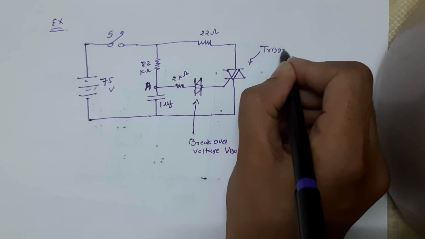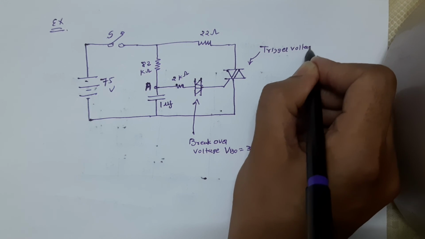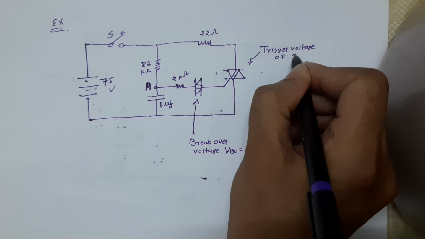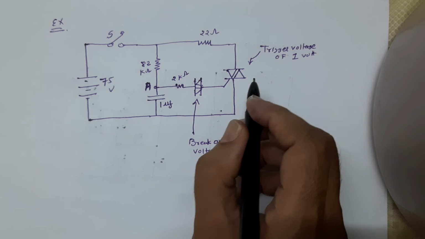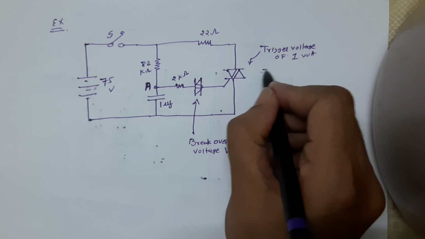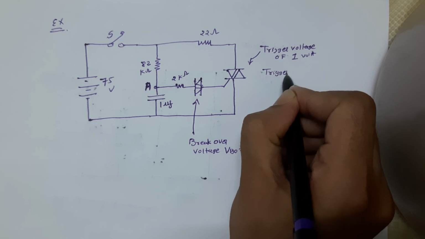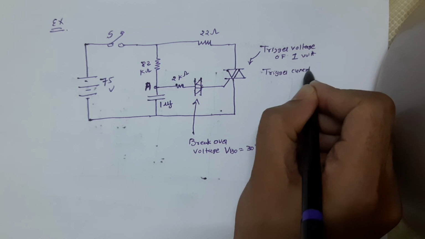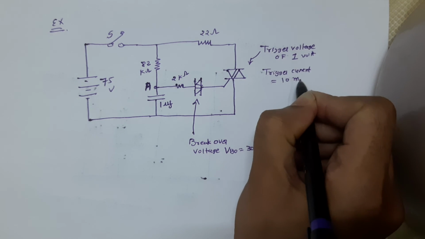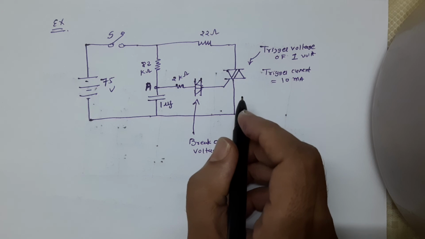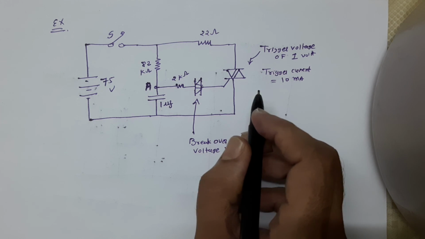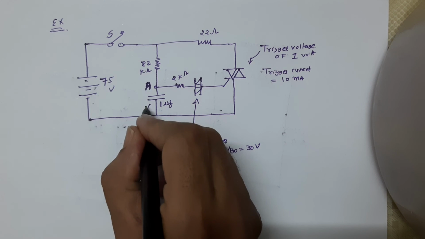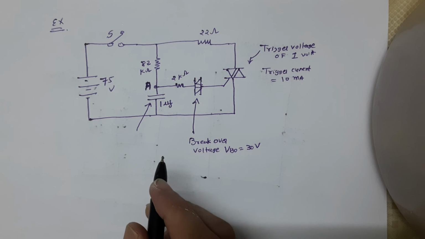and the trigger current is equal to 10 milliampere, what is the capacitor voltage that triggers the triac? What is the voltage across the capacitor?